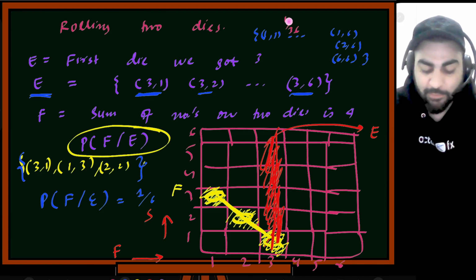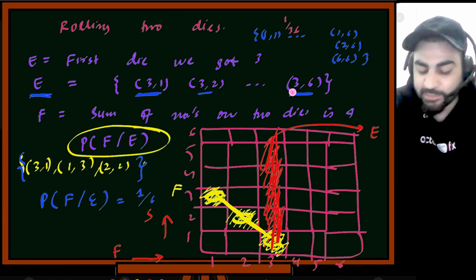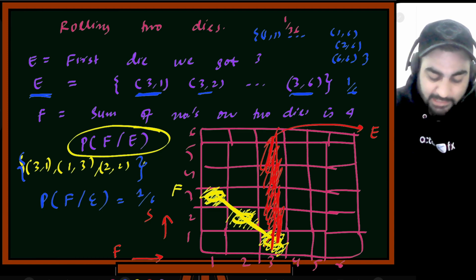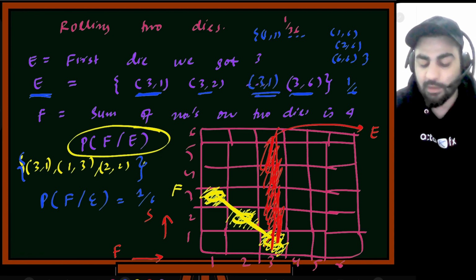Initially we had 1 by 36 in this. Now we have only 6 events here, so each event here is of probability 1 by 6. There is only one event that's matching the criteria, that is this 3 comma 1. This is the only one which is matching the criteria.